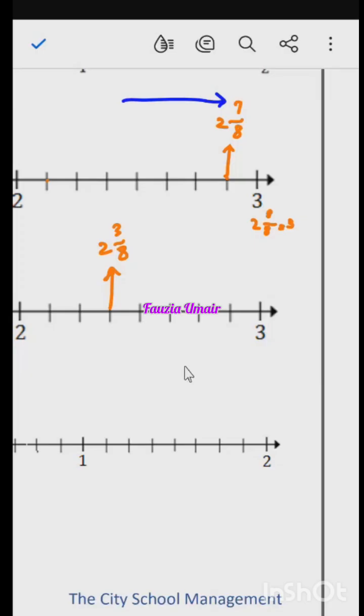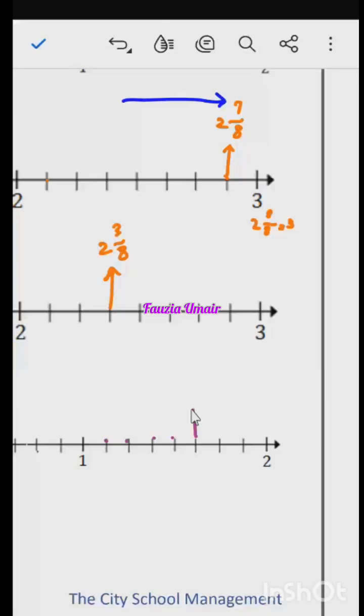Aruj, and the fifth, in the fifth part, from which side, left or right? Right. From the left side, towards the right side. So 1, 2, 3, 4, and this is the fifth one. So this is 1 whole 5 by 8, close to 2 actually. It is more than half.